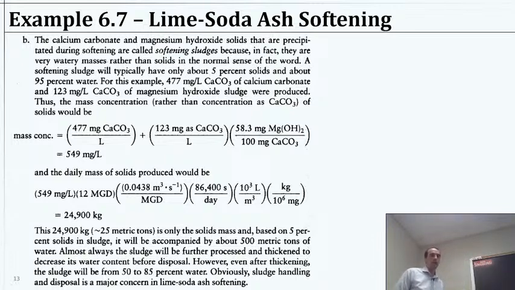Okay, so part B is, that was all part A. Part B is now talking about the sludge, which I think that table that they built already basically gets there. So in this example, they found 477 milligrams per liter as CaCO3 for the calcium carbonate solids that we produced, and 123 of magnesium hydroxide as CaCO3. So we can add those up, get a number, and then account for our flow rate like we talked about. Had we converted to actual sludge before going to that, then we would have been in good shape.